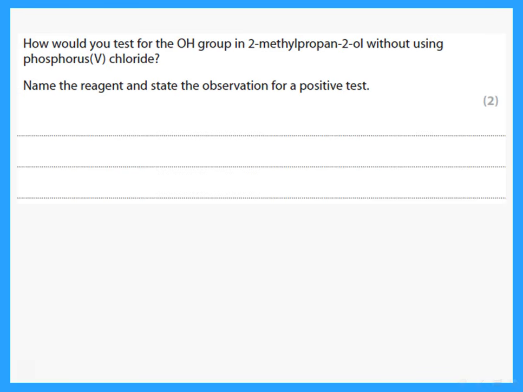Now, this question says, how would you test for the OH group in 2-methyl-propan-ol without using phosphorus pentachloride? We're going to be talking about phosphorus pentachloride in a minute, but if he says you're testing it without the PCl5, then you would test it with sodium. Remember that if you add sodium to an alcohol, it gives hydrogen gas, and that means you should see bubbles of gas.